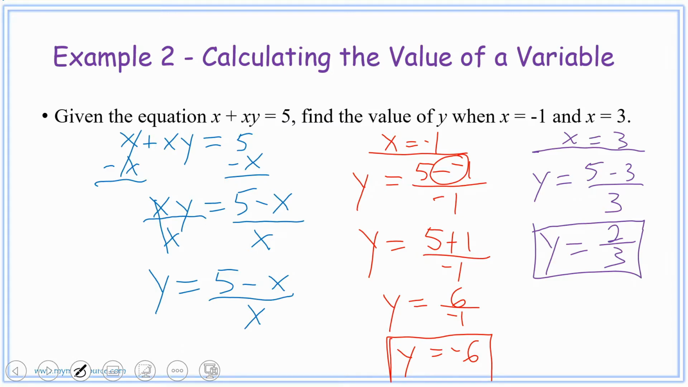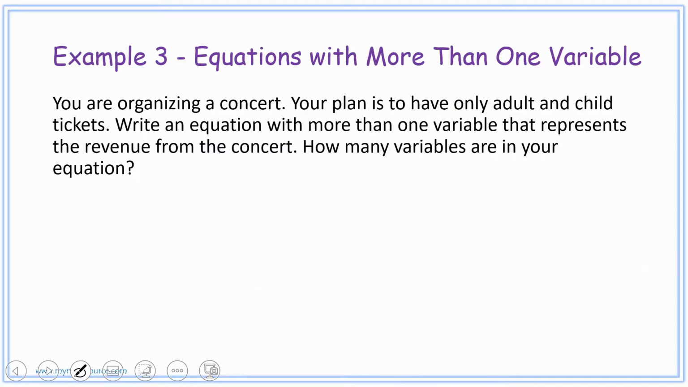All right, let's move on to another question. Example 3 is talking about equations with more than one variable. That means that you're going to have an equation where you might have x and y, or z and x and y and t, or something like that. So let's go ahead and look at this question.